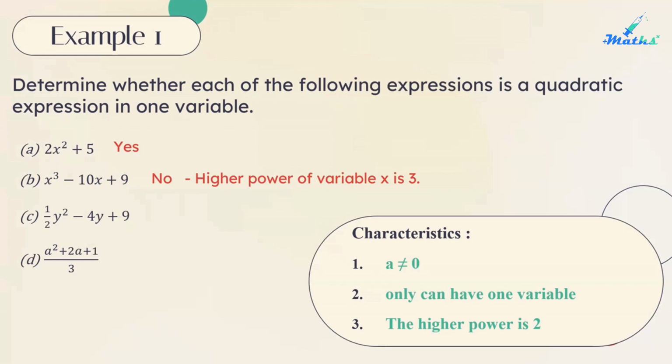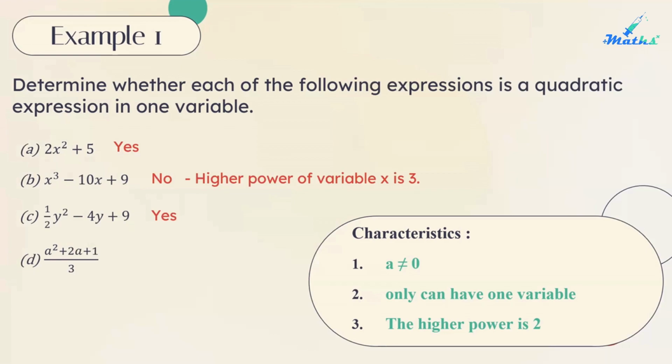Okay, question C. 1 over 2 y squared minus 4y plus 9. Is 1 over 2 not equal to 0? Yes. Does it only have one variable, which is y? Yes. Is the highest power 2? Yes. So for sure, question C is a quadratic expression.